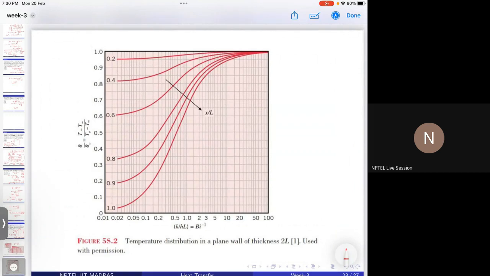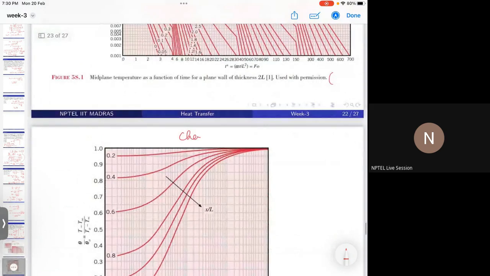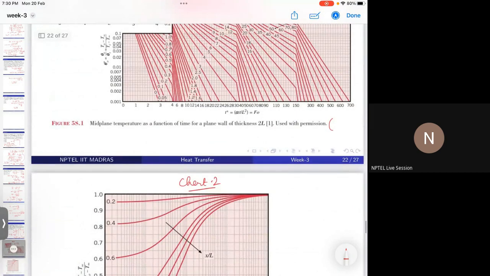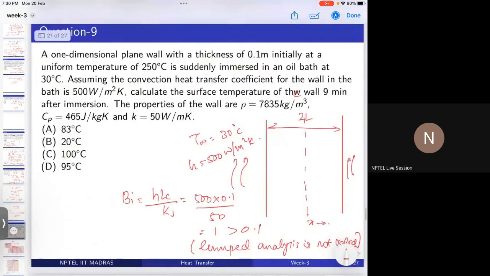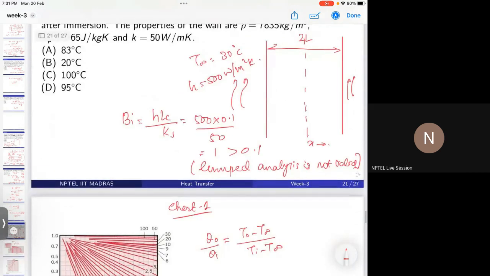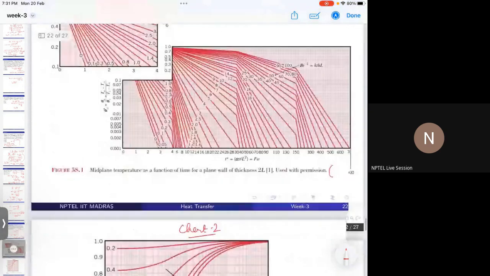Means by putting that value in the second chart: this is chart one, this is chart two. By getting some data from chart one and substituting it in chart two, we can get the required surface temperature. If the midpoint temperature were asked in the question, only the first chart would be required. As it is for the surface temperature, we have to use the second chart.